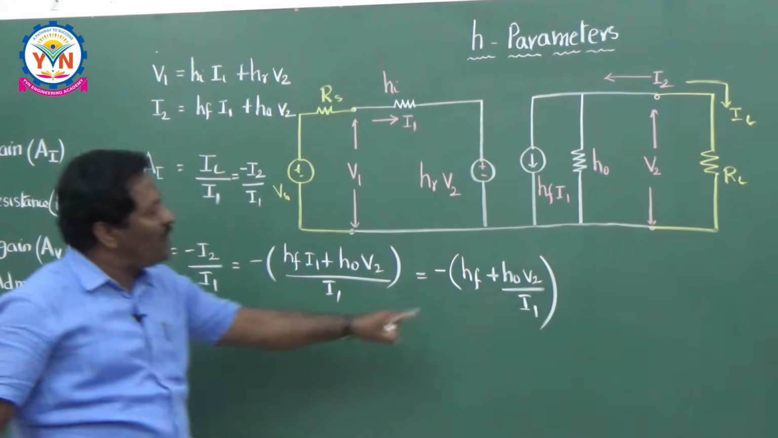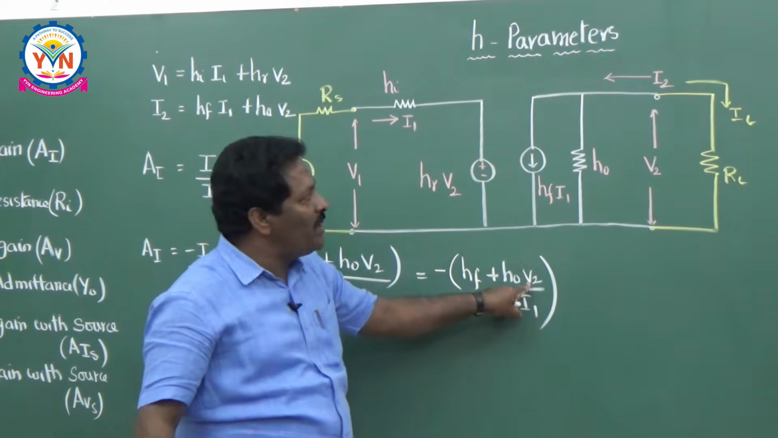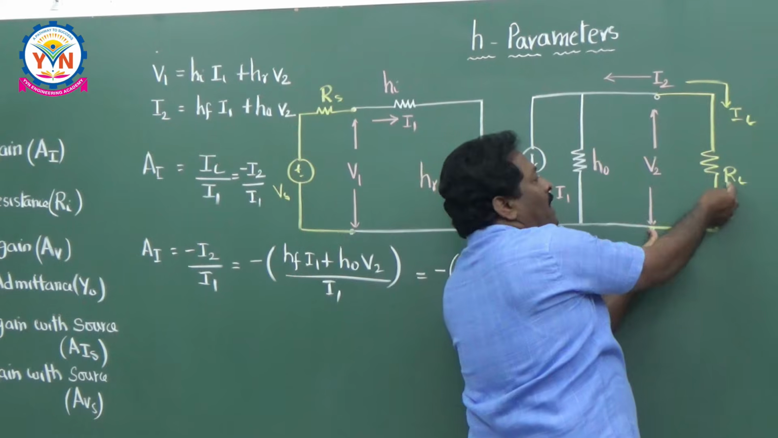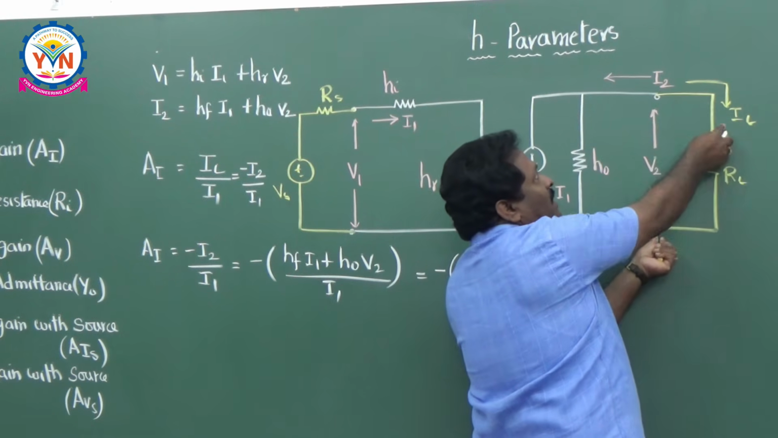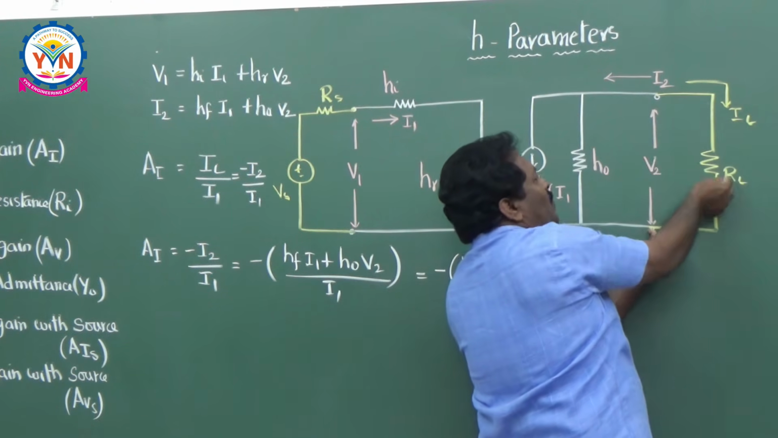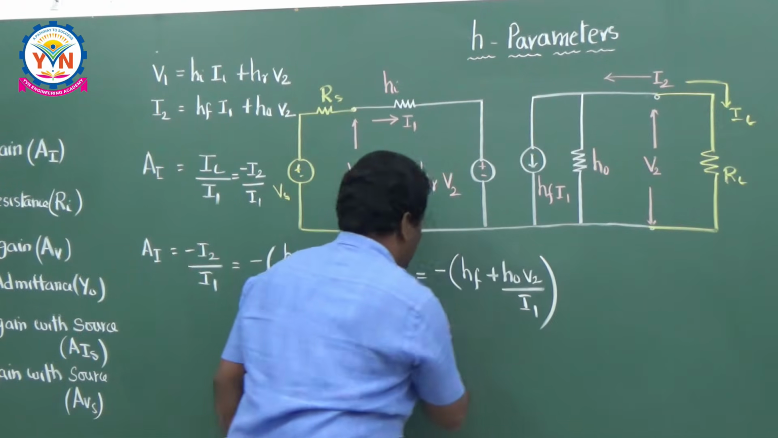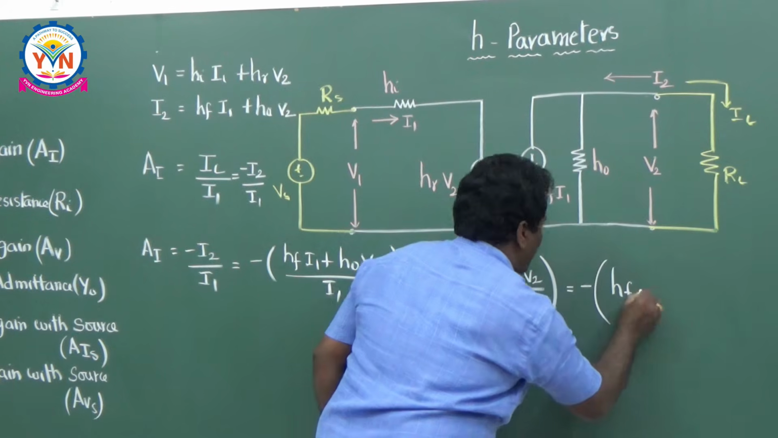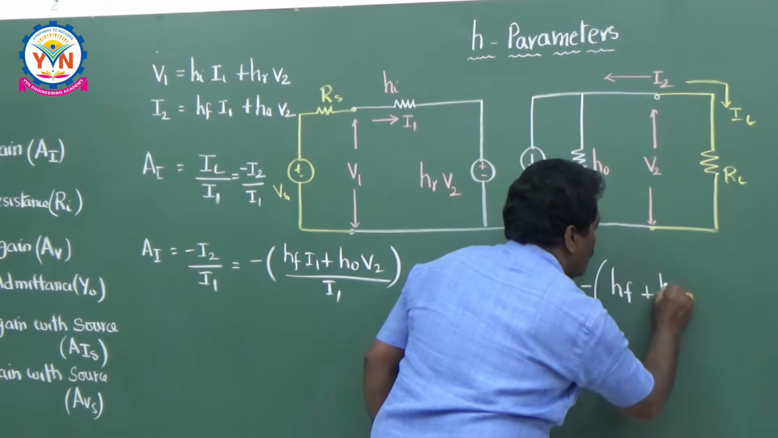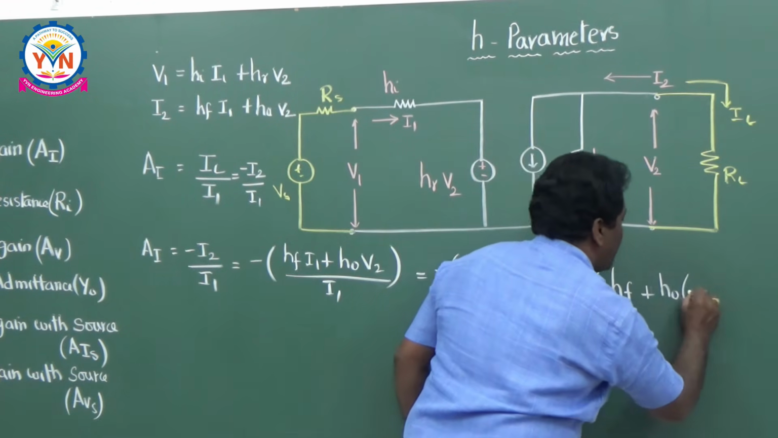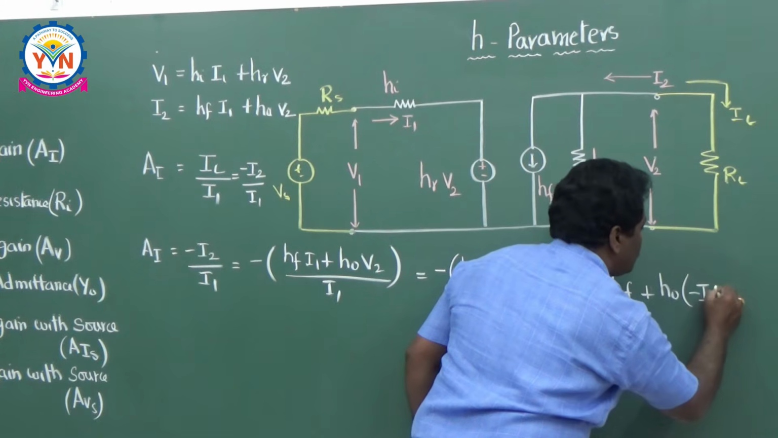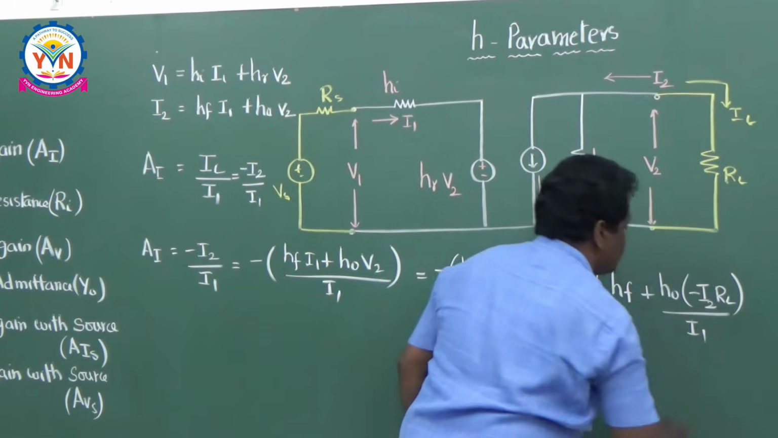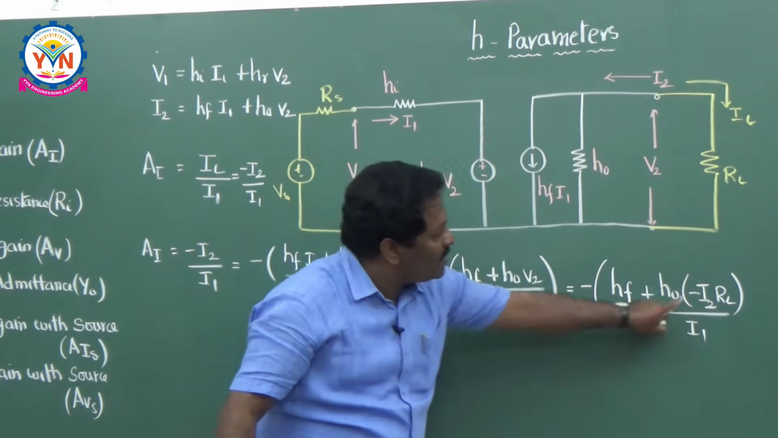So what is V2 here? V2 means the voltage across this one. Voltage across this one is IL into RL. IL is minus I2, so minus I2 into RL. So this is equal to minus of HF plus HO into V2, meaning minus I2 into RL, divided by I1. So you see minus I2 by I1.